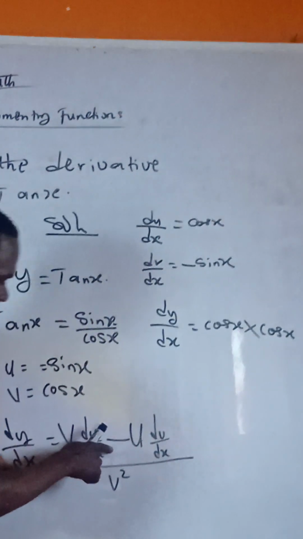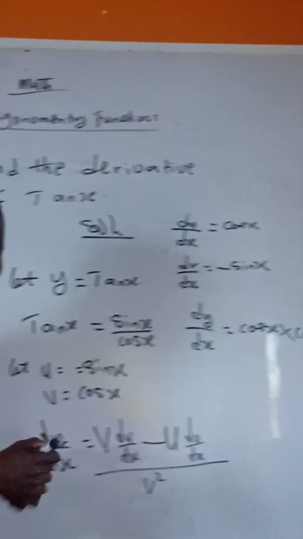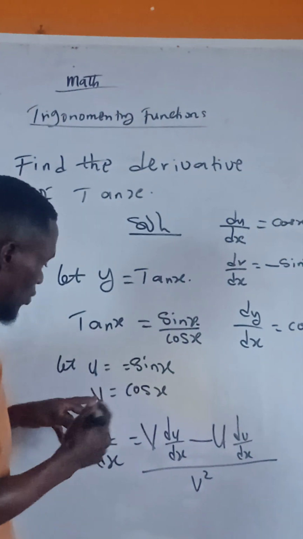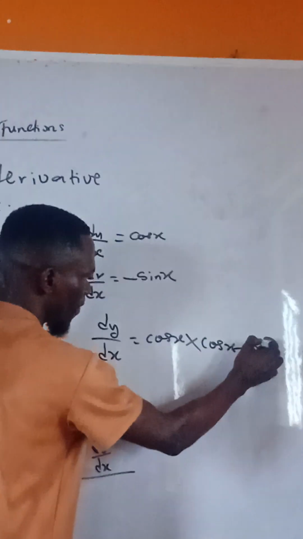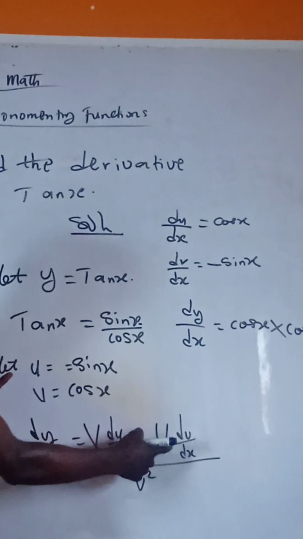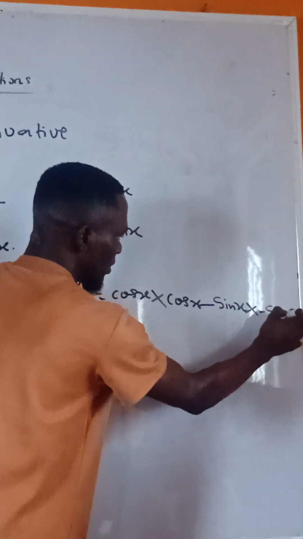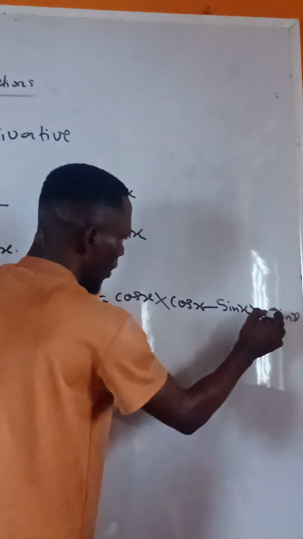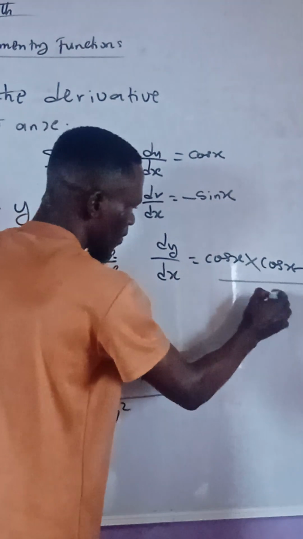Then what do you have? Then minus, now what's our u? Can someone tell me our u? u is what? That is sine x, right? That's very good. So we have sine x here, then times, what's our dv/dx? Minus sine x. So we have minus sine x. Then all over what? What's our v? Our v remains cos x, right? So we have cos x.